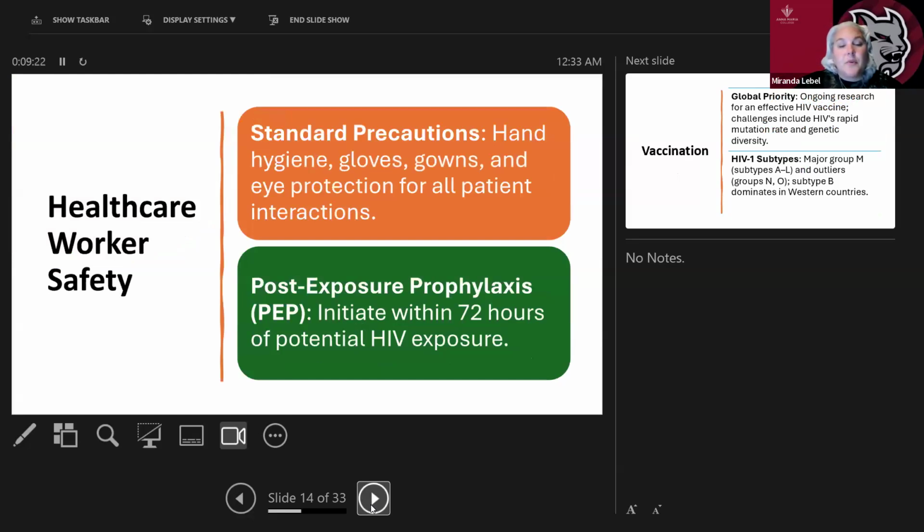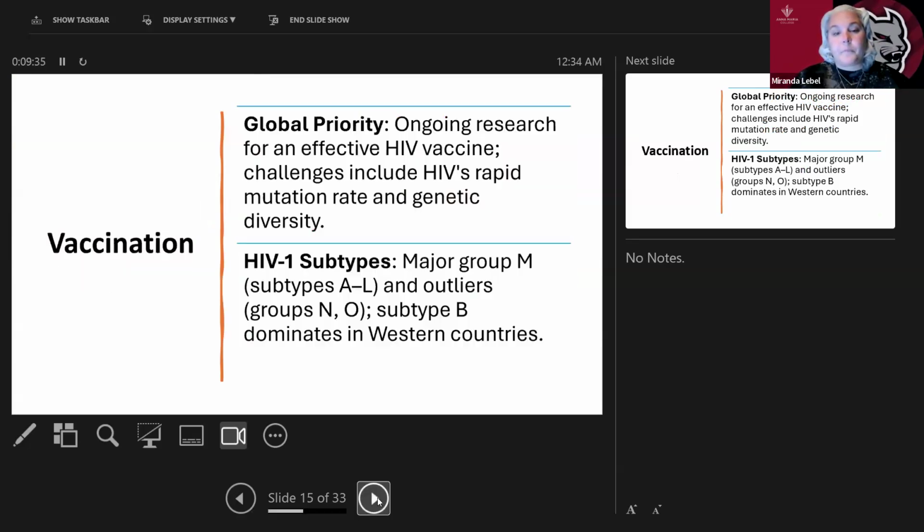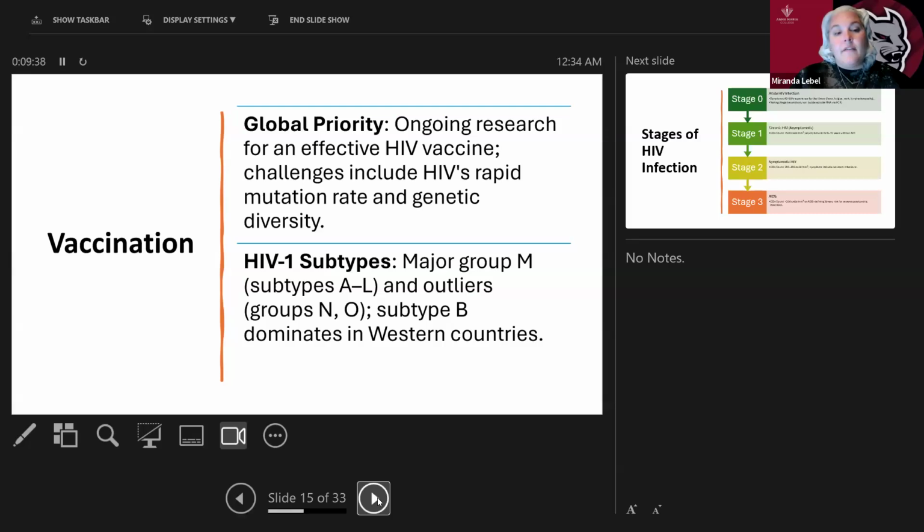For healthcare workers, you want to use standard precautions on every patient. And if you were to be exposed, you want to get post-exposure prophylaxis, and you want to initiate that within 72 hours of potential HIV exposure. As far as the vaccination, there's ongoing research for an effective HIV vaccine. Challenges include HIV's rapid mutation rate and genetic diversity. Major group M and outlier subtype B dominates in Western countries.